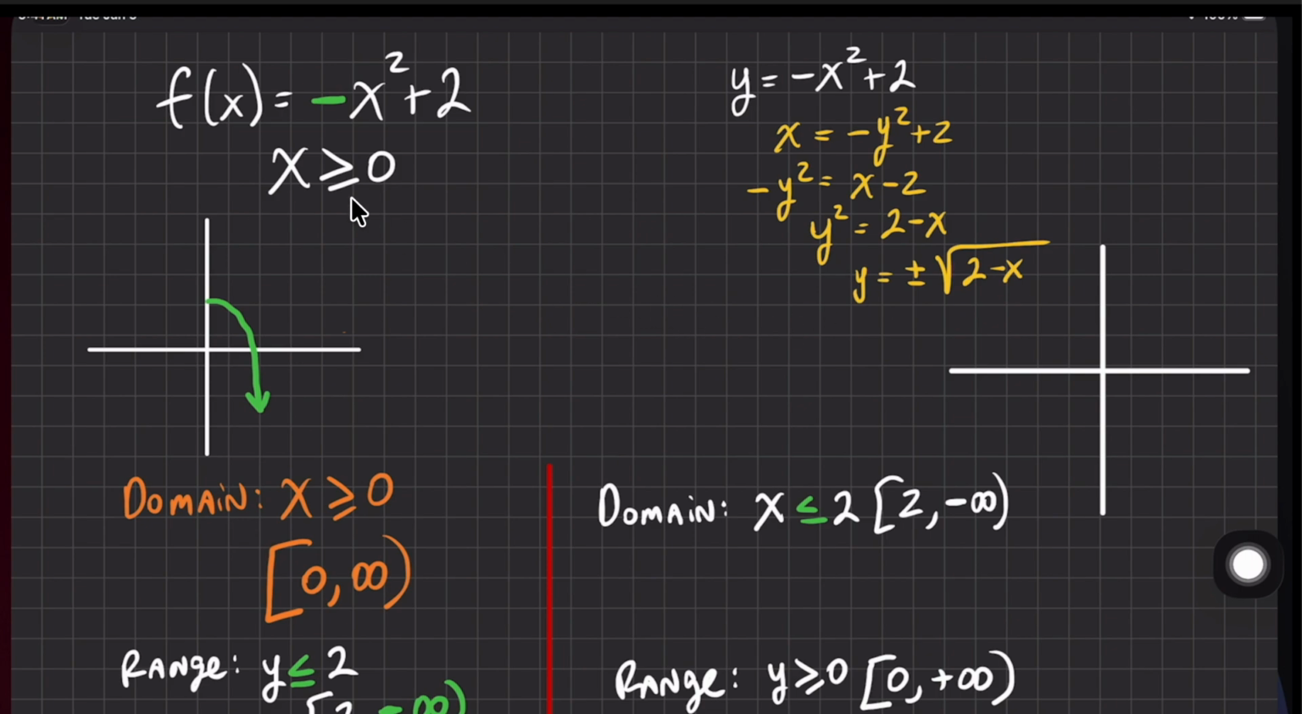Folks, again, if that original function's domain is restricted to where x is positive, where x is greater than or equal to 0, where x is heading towards positive infinity. Look, here's the domain. X is greater than or equal to 0. X is heading towards positive infinity. That means the range of the inverse function has to be where y is headed towards positive infinity, where y is greater than or equal to 0.